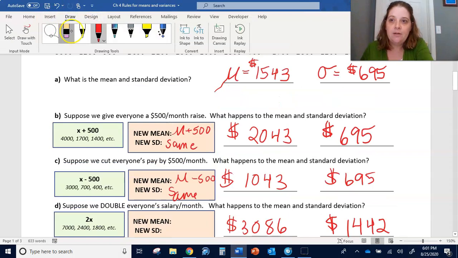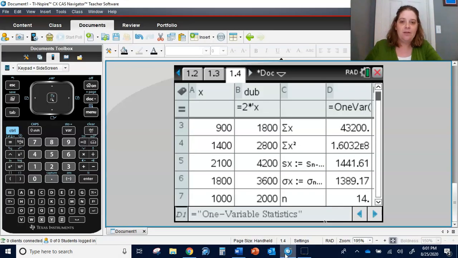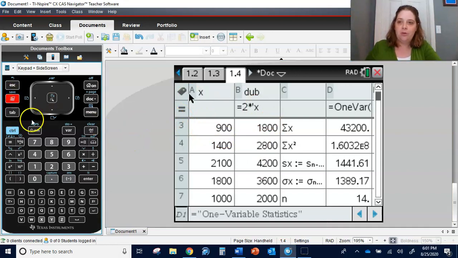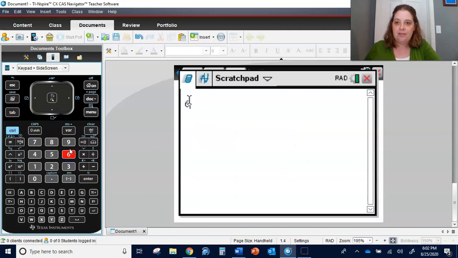I either have a mistake on my key or a mistake in my calculation. In fact, let's just double check. I'm going to go to my calculator here. Okay, have all my numbers in there. That looks pretty good. I'm going to go to Scratchpad really quick here. What would happen if we took 695 and doubled it? Yeah, 13.9. All right, so I'm going to go back to my document.